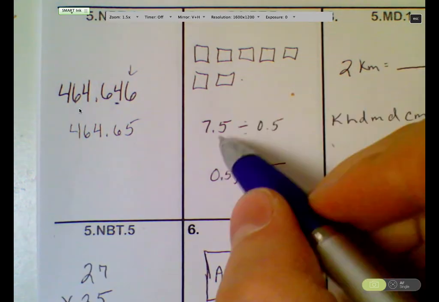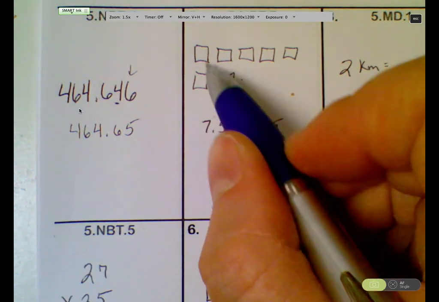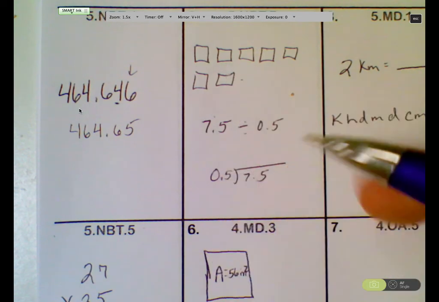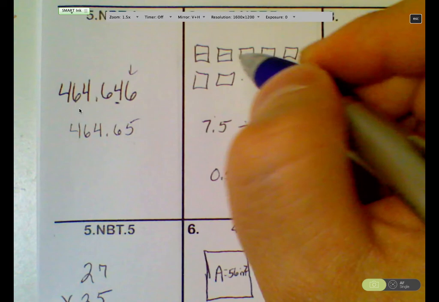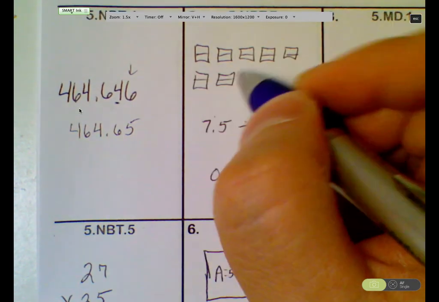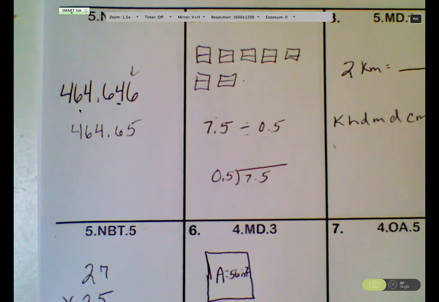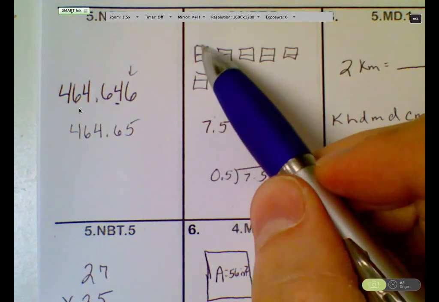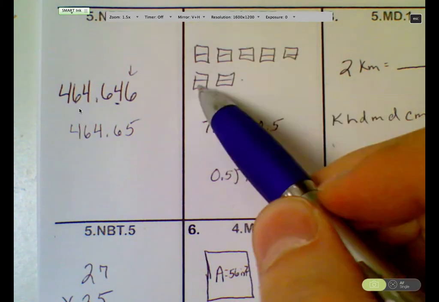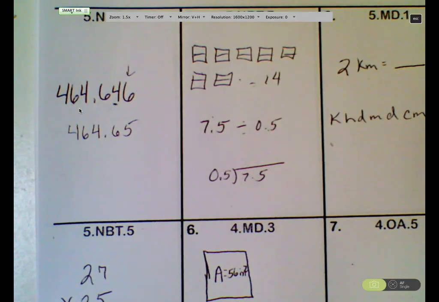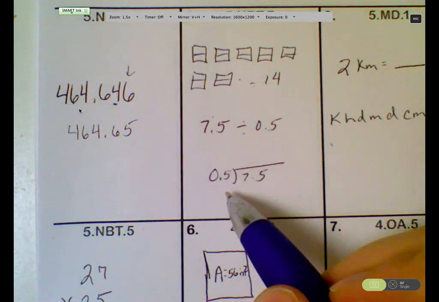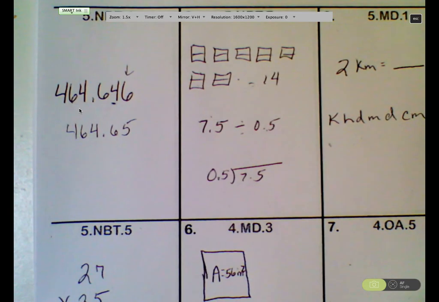I'm going to look at this as a 7. I drew 7 boxes up here. And what this means is I have to divide each of them in half. So if I divide each of these things in half right here, and count how many halves I have, 1, 2, 3, 4, 5, 6, 7, 8, 9, 10, 11, 12, 13, 14, my answer should be close to 14 when I'm finished. So I know that sounds a little weird, but that is how this works.